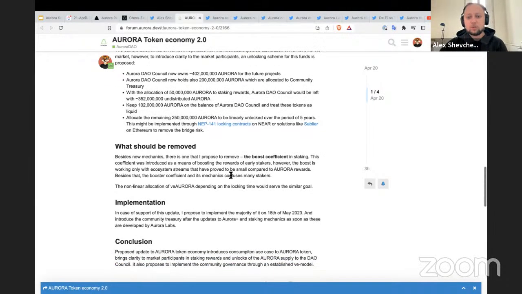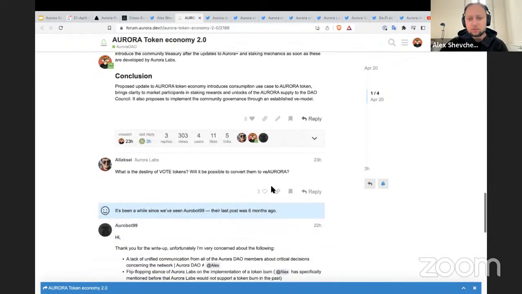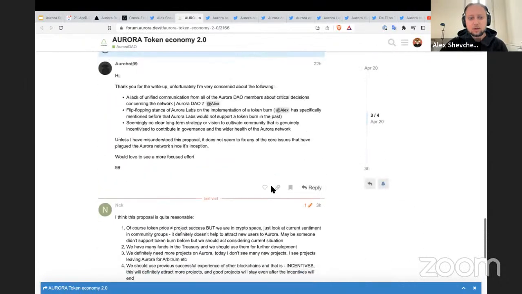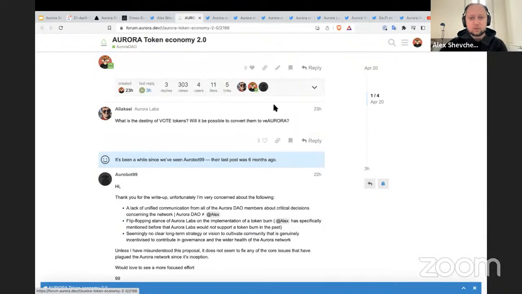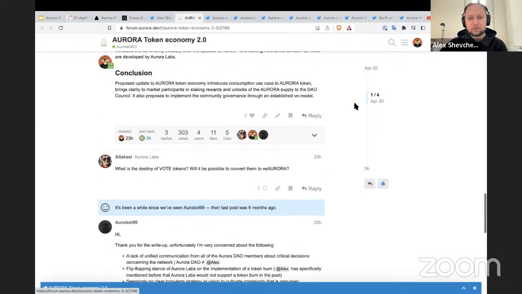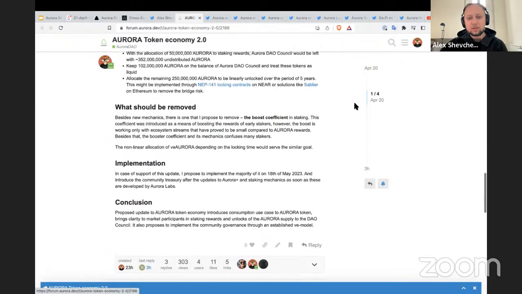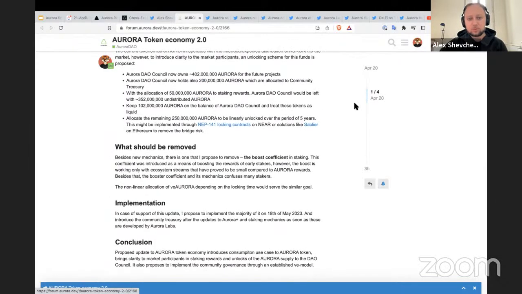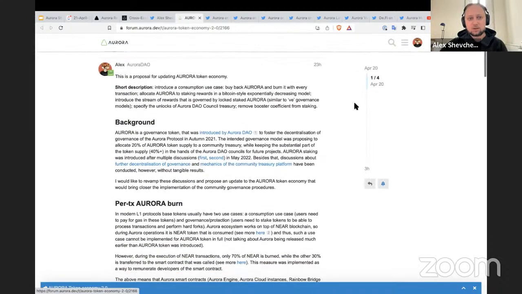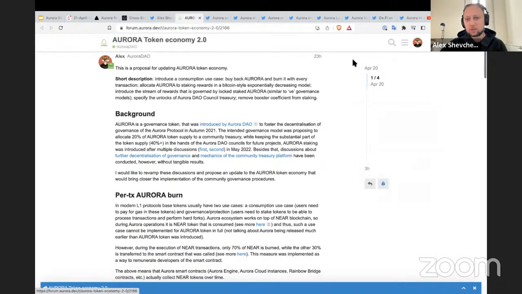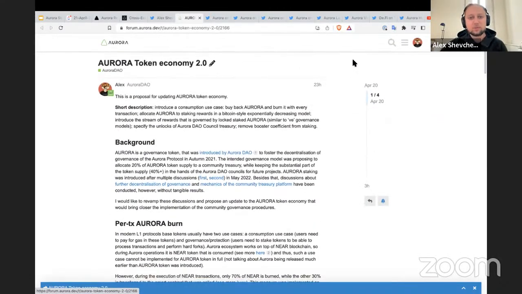This is the proposal. I propose to everyone in the Aurora ecosystem to go to the forum and comment. There are already several comments here. There are some positive comments. There are some negative comments. So we're absolutely open. I encourage everyone to express their opinion. From my personal point of view, I think these changes make absolute sense. So that's why I would like to check with the community. What do you think about it?